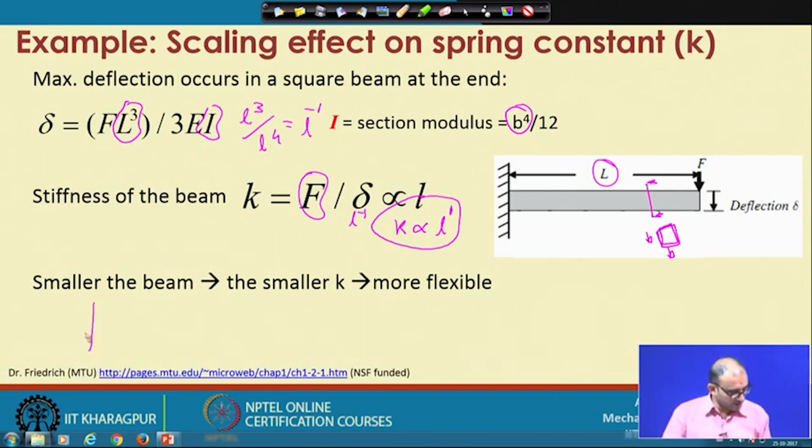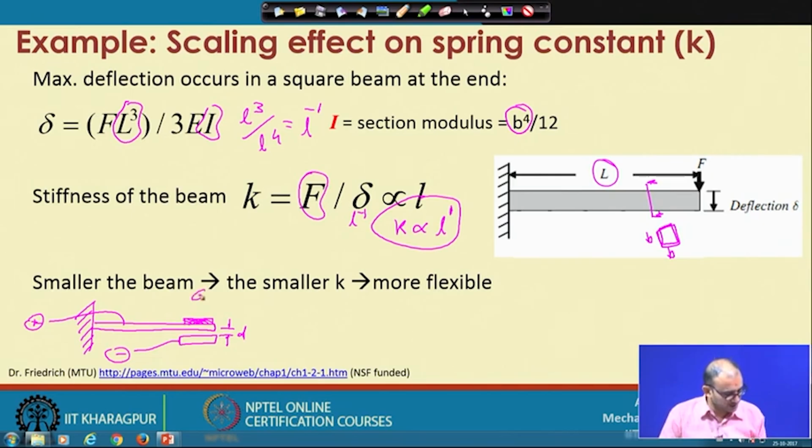Now, let us take one example. So, this is the cantilever beam, and this is considered as a capacitor. This is connected to positive, this is connected to negative, and this is the gap between the two plates. And now, you are adding one particular component, a gas sensing component. Consider this example is a gas sensor, where we want to detect the concentration of a particular gas in an environment.